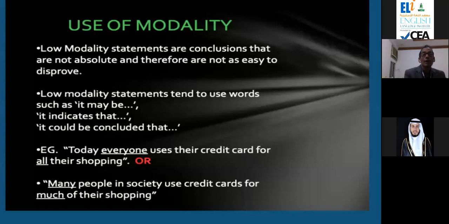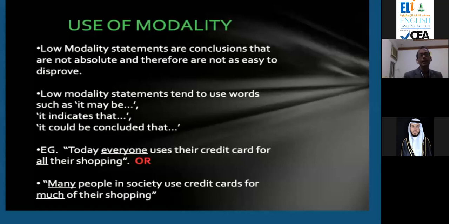So low modality statements tend to use words like "it may be." Don't say "it must," "it has to be," "they have to." Those are strong modal verbs which express necessity, unless they're called for. In case of doubt, it's safer to use some sort of moderation in the choice of our words. It could be concluded that.